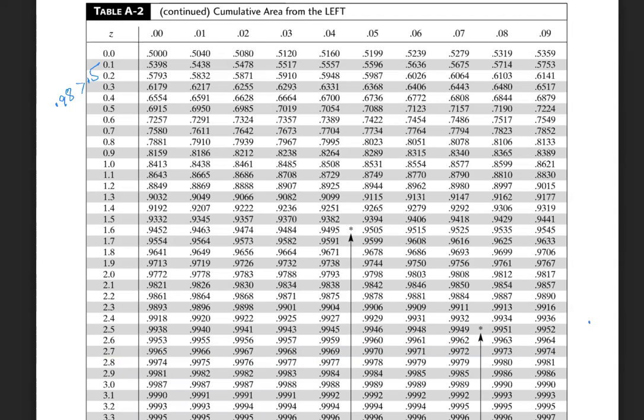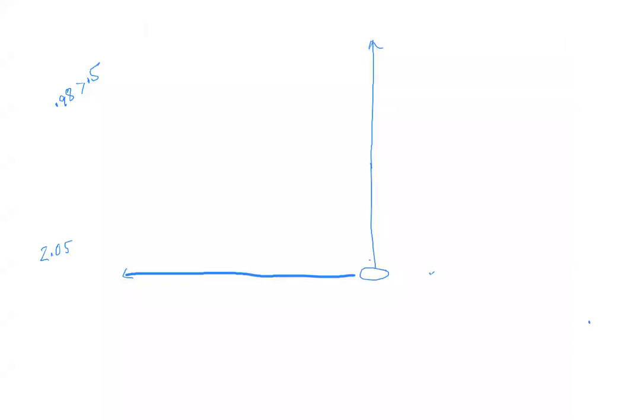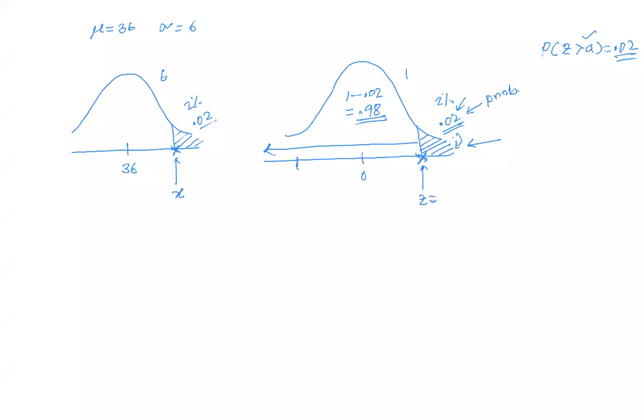9798 is the closest value to 0.98. This one is actually a little bit further. So if we look at this row, it is 2, and if we look at this column, it's 0.05. So your Z value should be 2.05. Let's bring back the screen. So Z is 2.05.